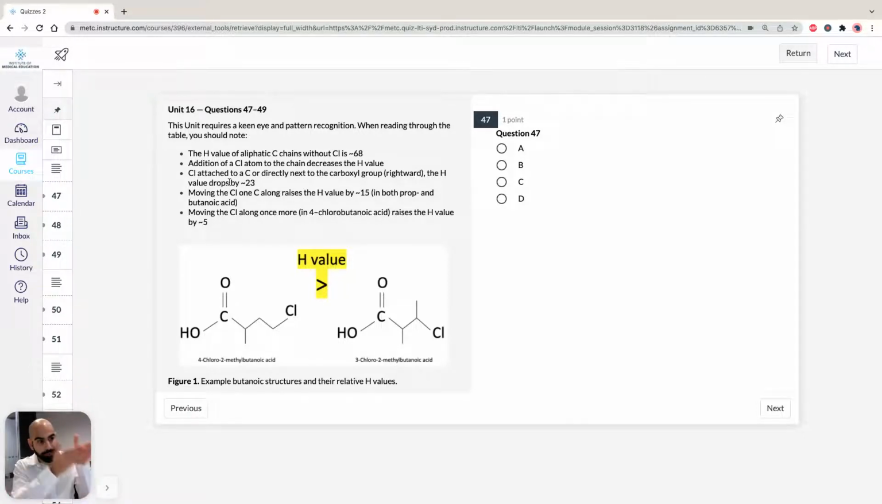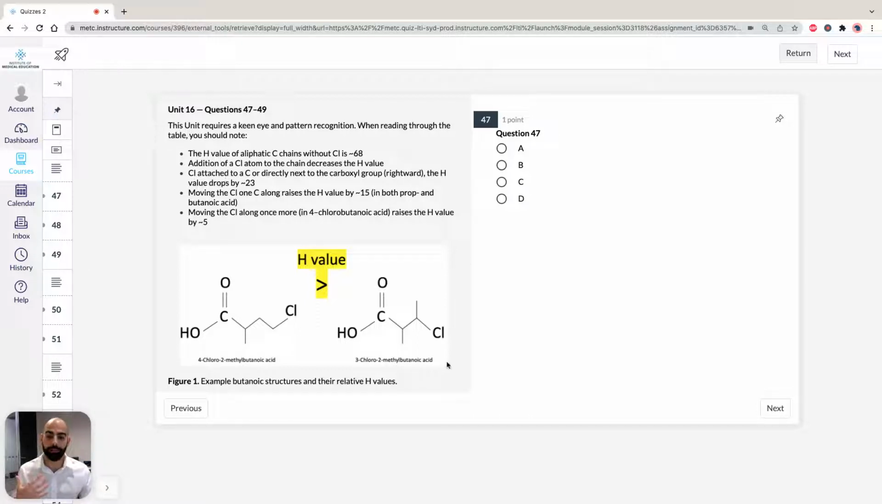However, if you shift that chlorine atom further from the carboxylic acid, the H value increases. In this instance, you can see between 2 and 3-chloropropanoic acid and 2 and 3-chlorobutanoic acid, it jumps by 15. And finally, if you move along once more in the chain, so instead of 2, 3, the chlorine is now 4 positions away from the carboxylic acid, as in 4-chlorobutanoic acid, this raises the H value by another 5.